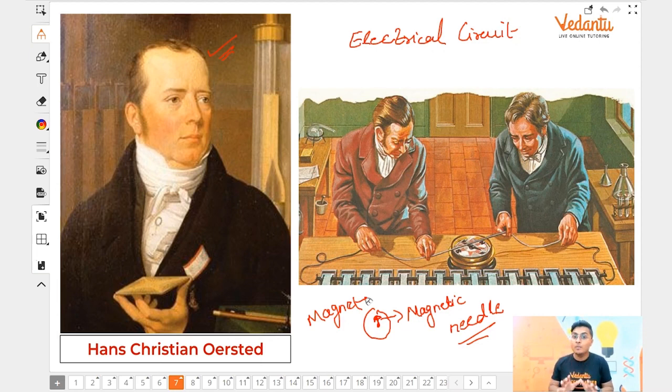But he didn't stop his work there. He moved forward to give you guys 4 more conclusions. Now let's try to understand what are those 4 conclusions, and with that we will understand the magnetic field through a straight current carrying conductor.